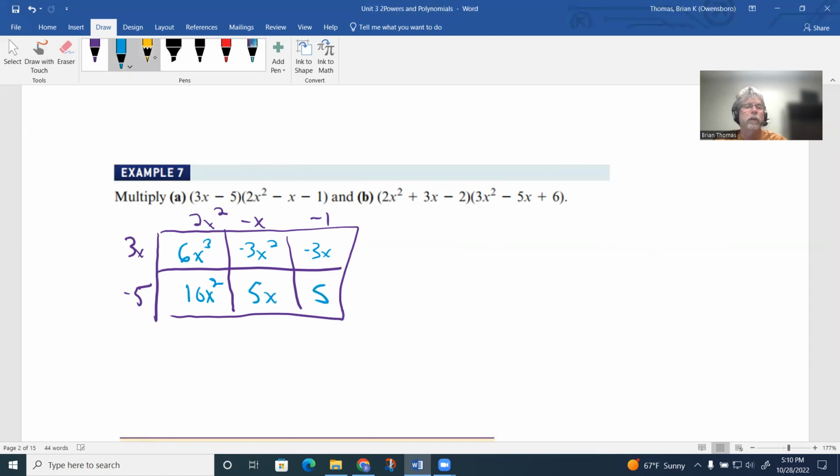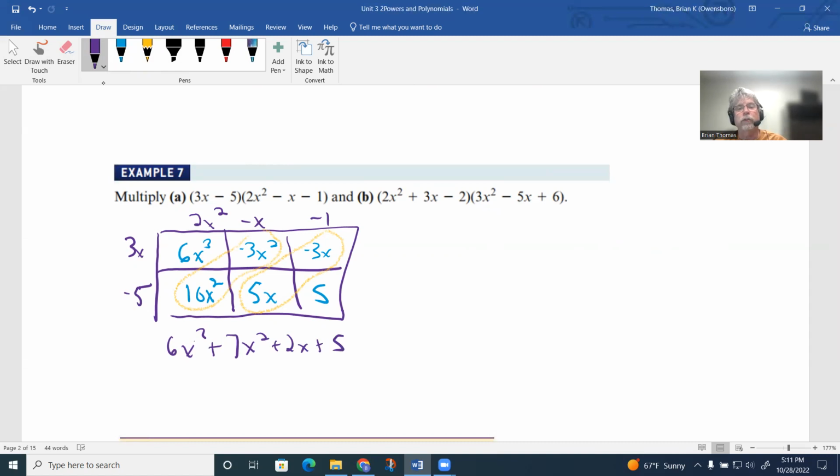And notice how typically the diagonals are like terms. So it's a good organizer to do this. So the 6x cubed does not have anybody to go with. The negative 3x squared and the negative 10x squared would be a negative 13x squared. And then the negative 3x and the 5x would be a positive 2x. And then the 5 would come along for a ride.